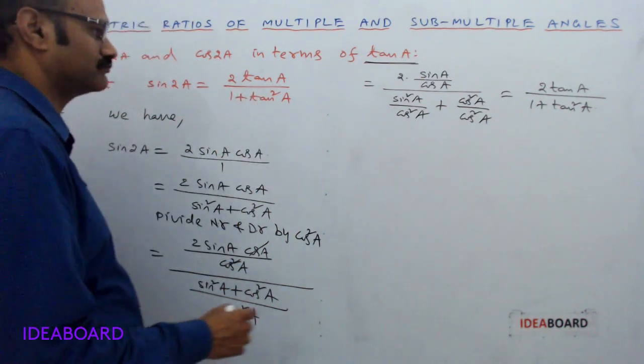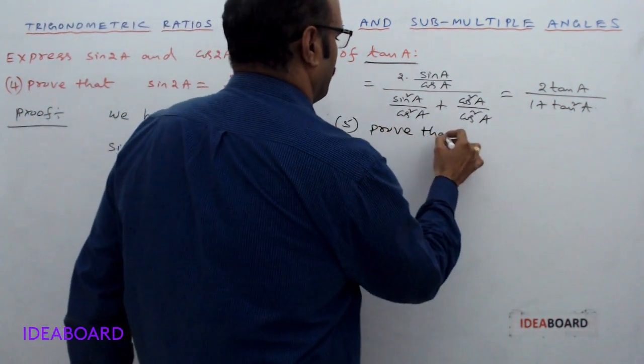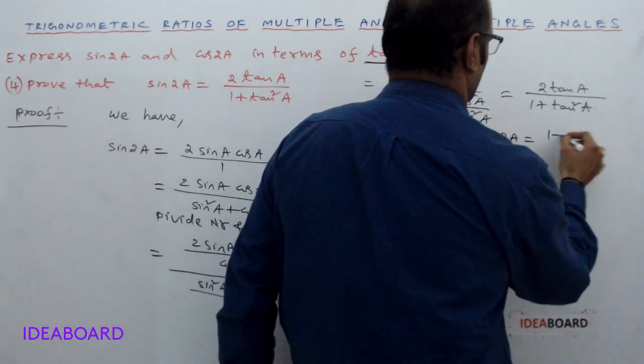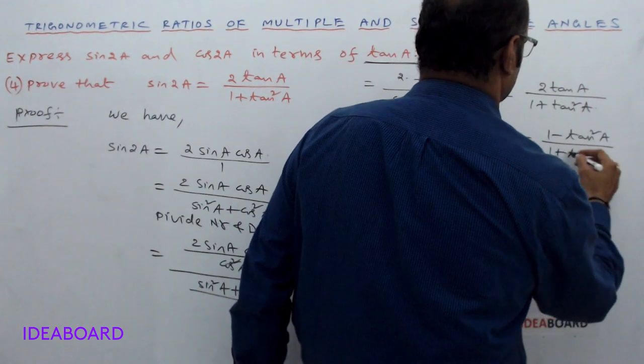Now, prove that cos 2A equal to (1 minus tan square A) by (1 plus tan square A).